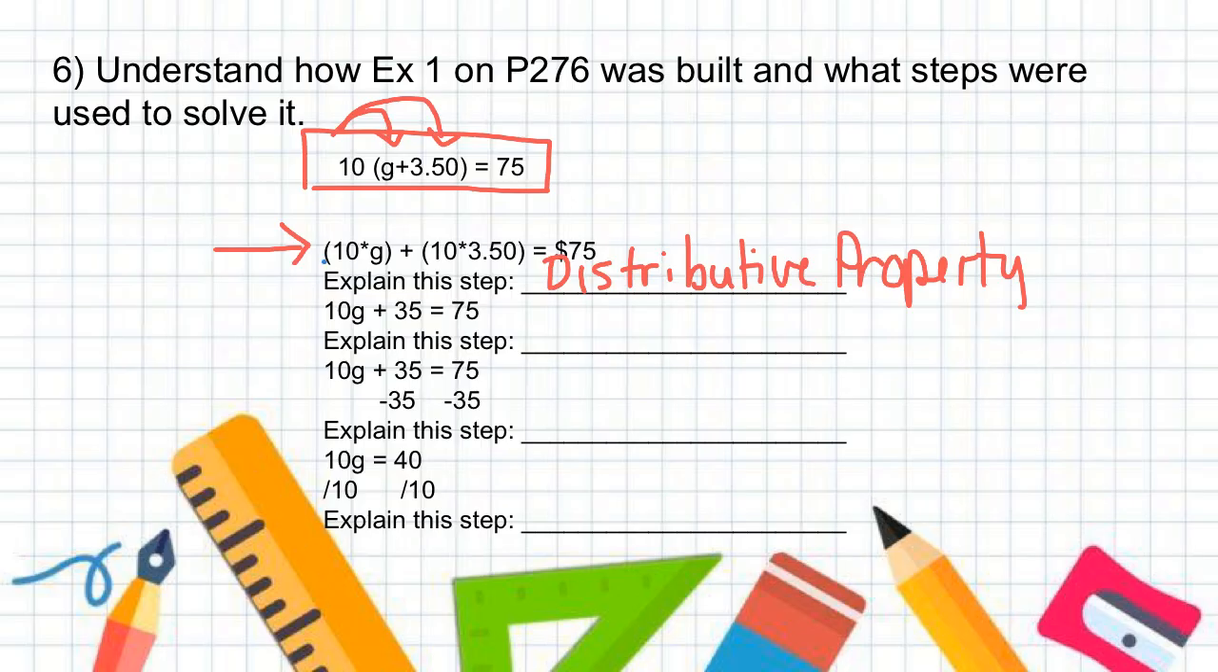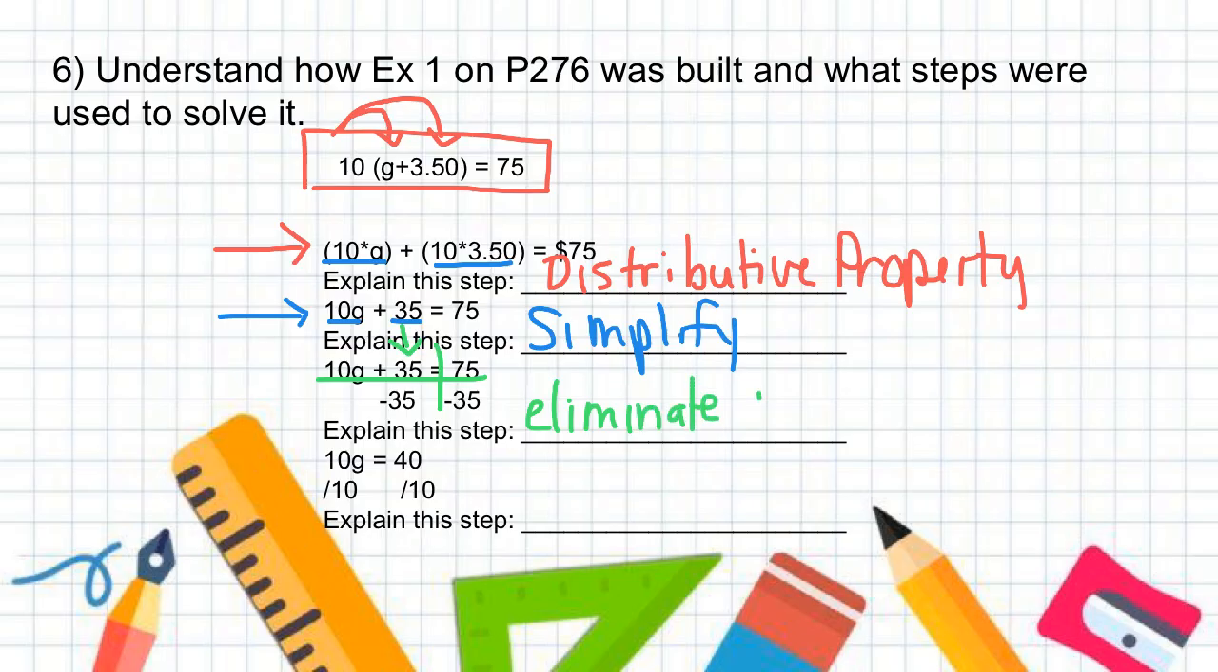Then we said, hey, what's 10 times g? What's 10 times 350? This is called simplify. Then we said, which side is the variable on? And how do I eliminate this constant right here? So this is, I'm going to eliminate the constant.